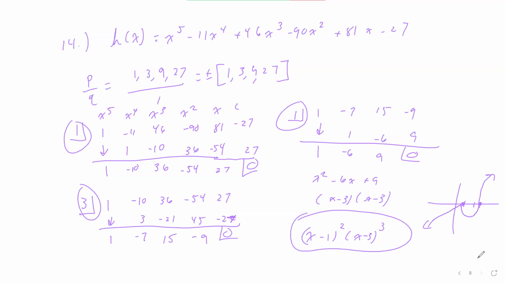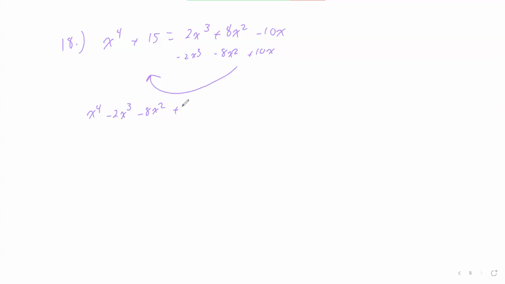So let's look at one where all you have to do is just solve them, which I prefer. I hate graphing, but you can use your graphing calculator to help you out as well. That I do not mind. Number 18: x to the fourth plus 15 equals 2x cubed plus 8x squared minus 10x. Just like we did in the previous section, I need to set this equal to 0. So I'm going to subtract 2x cubed, subtract 8x squared, and add 10x all over here. So I get x to the fourth minus 2x cubed minus 8x squared plus 10x plus 15 equals 0.